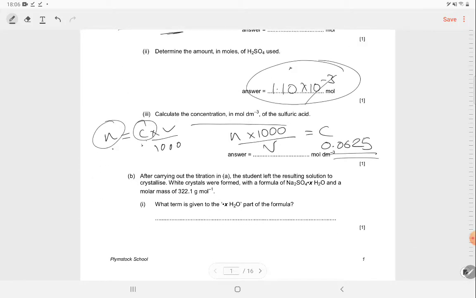That's your concentration. Okay. After carrying out the titration in part A, the student left the resulting solution to crystallize. What crystal will form, with the formula of this and a molar mass of 322.1? What term is given to the X part of the formula? Well, that's pretty simple. You should know this because it says it right there in your textbook if you bother to read it. It's the waters of crystallization. Whenever you see this symbol here, that's waters of crystallization.